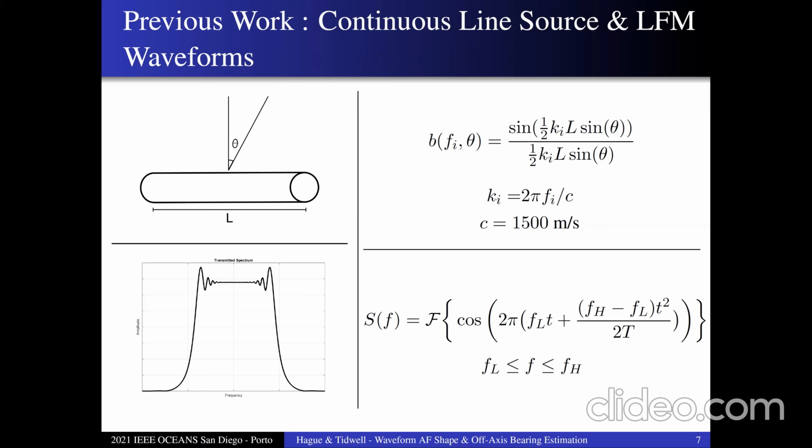Now, what we want to do is examine the same sort of problem, except now we want to utilize different waveforms other than an LFM. They may have different spectral or ambiguity function characteristics and certainly different modulation functions. And we want to have a wide variety of waveforms to see if this generally holds, at least for the narrowband case in the off-axis bearing estimation problem.